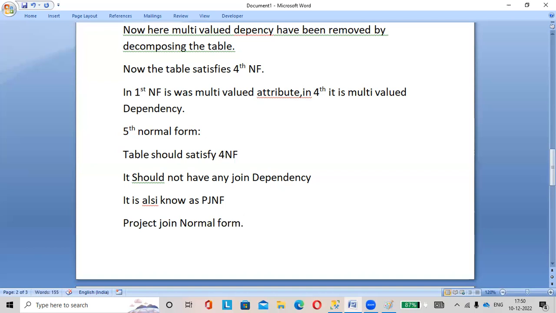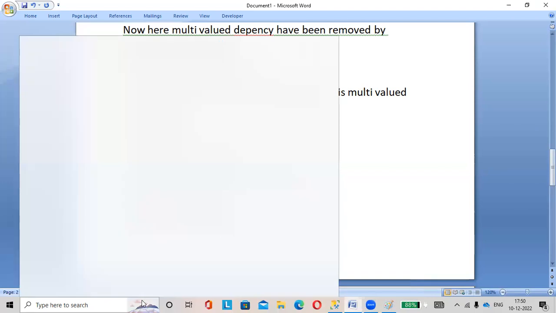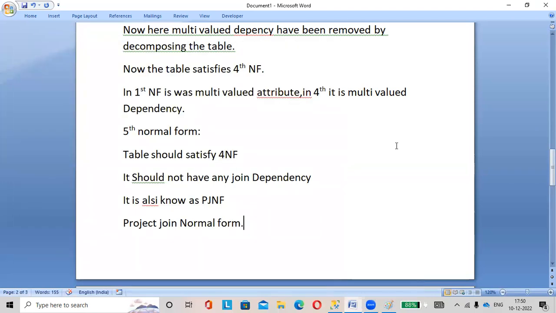If joint dependency does not exist, then either the data is lost or new entries are added. Okay, it does not accept. When we are decomposing the table, if we are joining the table again, we must get the same data. Is it clear about fifth dependency? Yes, ma'am.